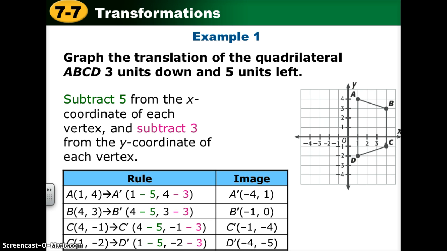Here were our points. A was at 1, 4. The image, -4, 1. You can see our rule. We're subtracting 5 from all the X's. That's 5 to the left. And 3 from all the Y's because it's 3 down. New image of B is -1, 0. C is -1, -4. And D, -4, -5. There is our quadrilateral after being shifted 3 units down and 5 units left.